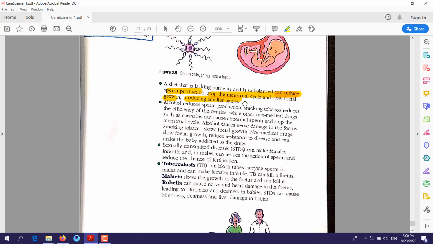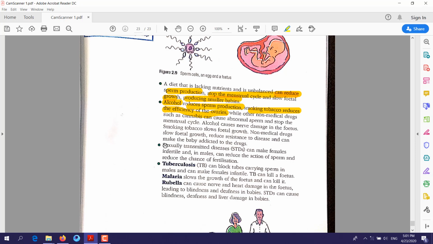Another example of a substance that will affect it is alcohol. Alcohol is one of the main reasons that reduce sperm production. Smoking also reduces the efficiency of the ovaries. So here it is just about daily habits, or the habits that you are following. Smoking, drinking alcohol, not eating enough food, all of this will affect the fetus, sperm production, egg production, and so on.